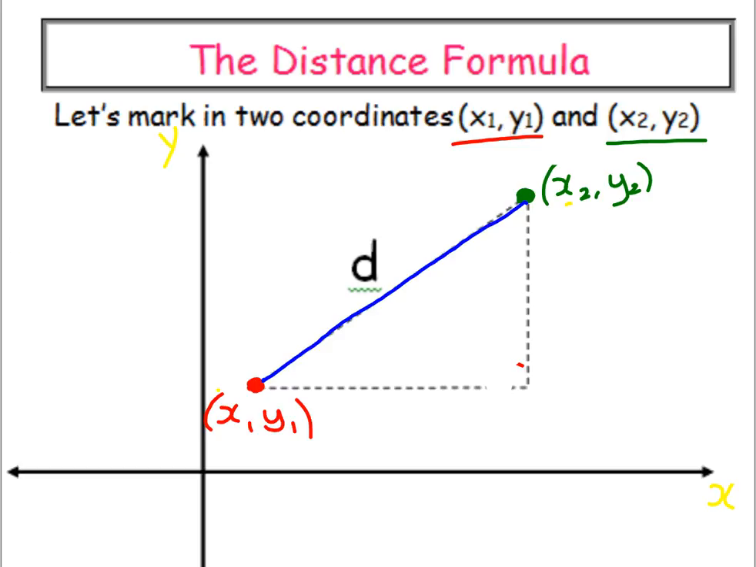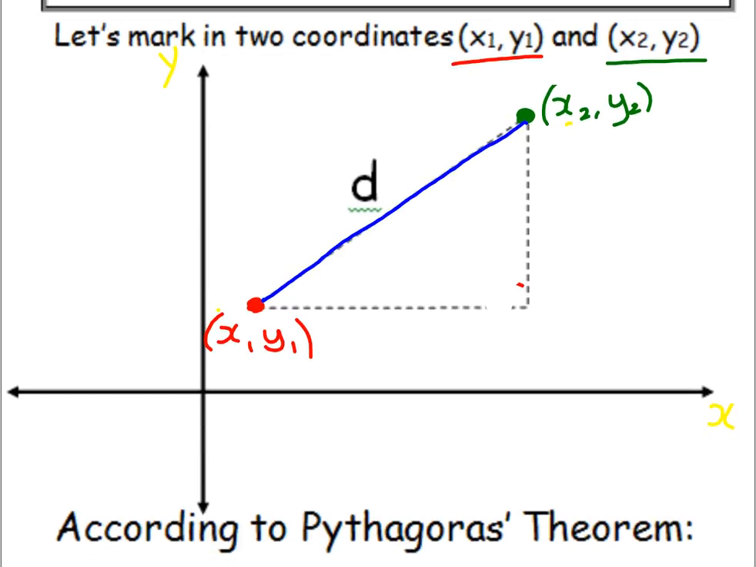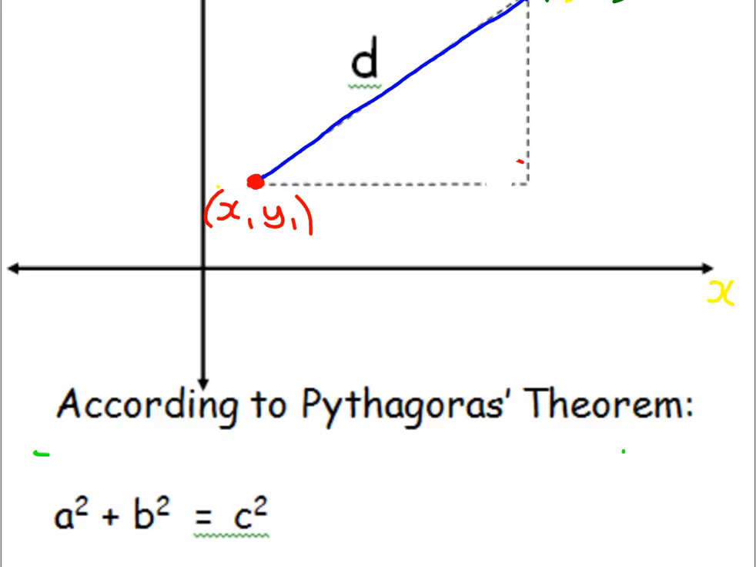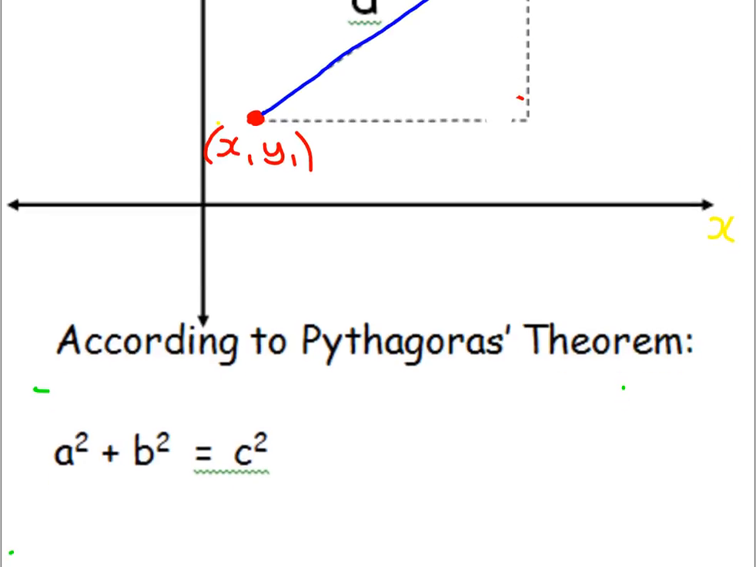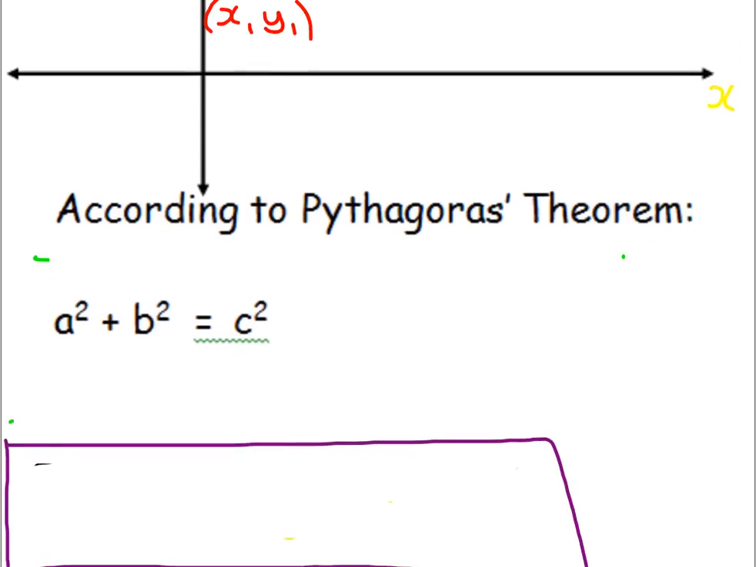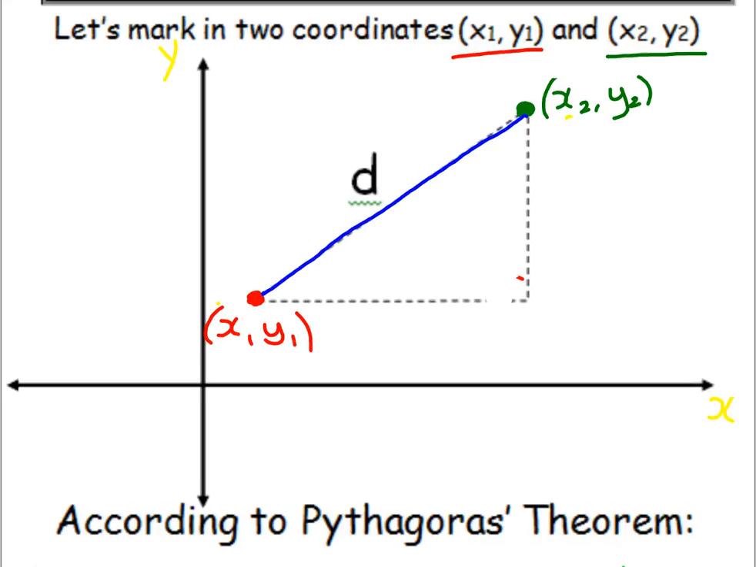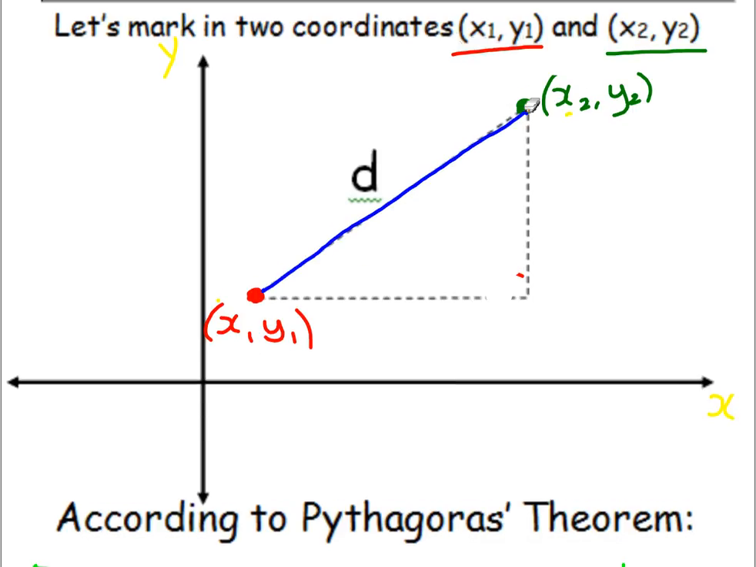So according to Pythagoras' theorem, a squared plus b squared equals c squared, we can potentially express this in terms of Pythagoras' theorem. Notice we form a right angle triangle. You're marking the right angle there. So here is a leg, here is another leg, and here is a hypotenuse. So to find a formula for D, we're actually going to prove the distance formula.